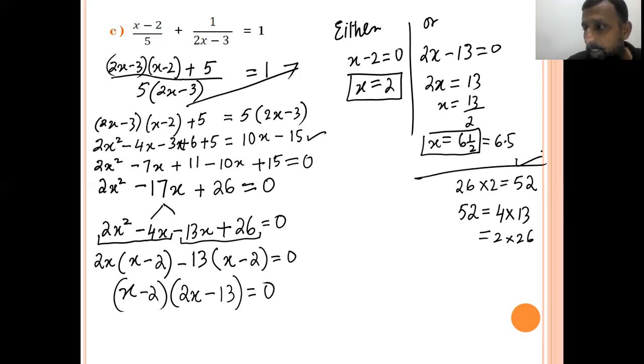So dear students, this is your answer for this fractional equation: x equals 2 or x equals 6.5. Again, I found the LCM of the two denominators. I simplified it and made a single-line quadratic equation. Then I applied the middle term breaking method and found the two factors. I equated both factors to 0 in two different columns and found x equals 2 or x equals 6.5. So I hope your concept is clear.